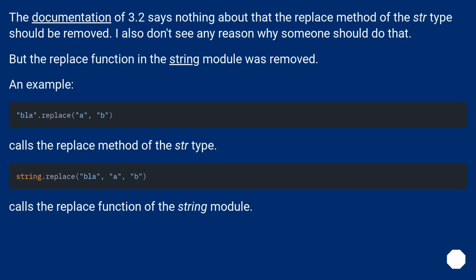The documentation of 3.2 says nothing about the replace method of the str type being removed. I also don't see any reason why someone should do that. But the replace function in the string module was removed. An example calls the replace method of the str type. Another calls the replace function of the string module.